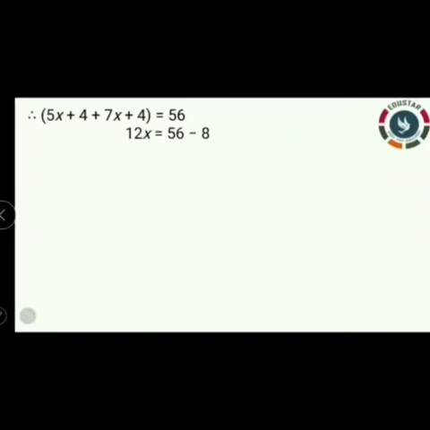Here, like terms: 5x plus 7x is 12x, 4 plus 4 is 8. So 12x plus 8 is equal to 56. 8 is transposed to the right side, as subtraction. So 12x is equal to 56 minus 8. 56 minus 8 is 48. So 12x is equal to 48. Here on the left hand side it is multiplication. Multiplication transposed to the right side becomes division. So x is equal to 48 divided by 12. Now the value of x is 4.